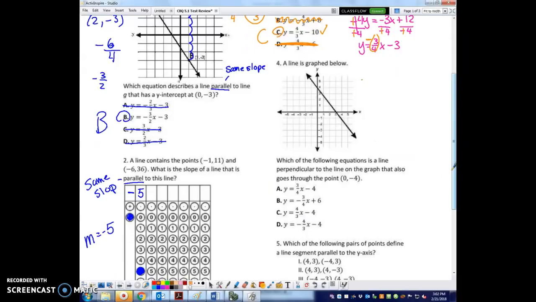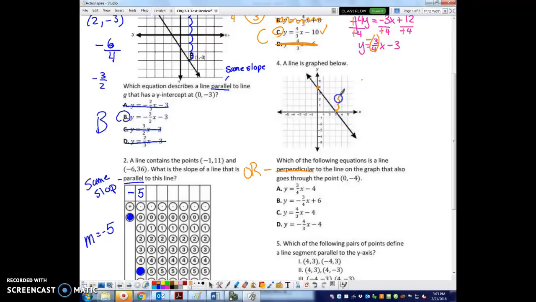Okay, 4. A line is graphed below. Which of the following equations is a line perpendicular to the line of the graph that also goes through the point (0, -4)? What does perpendicular mean? Opposite reciprocal. Okay, so we need to find the slope here first. How can we do that? Rise over run. So let's check here.